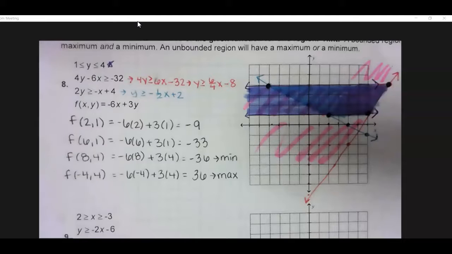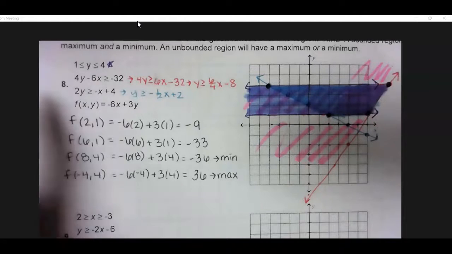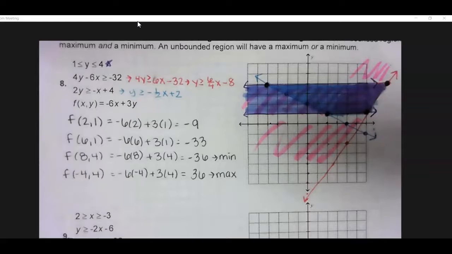So when we look at these types of problems, I know I'm not graphing the f of xy equation. So you don't graph the objective function. You only graph the functions which are considered constraints.